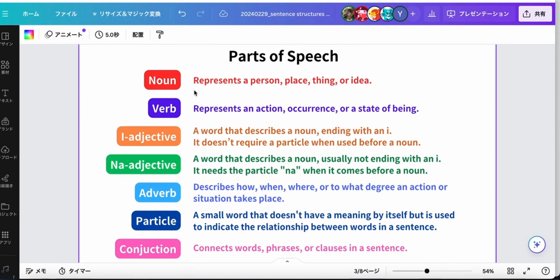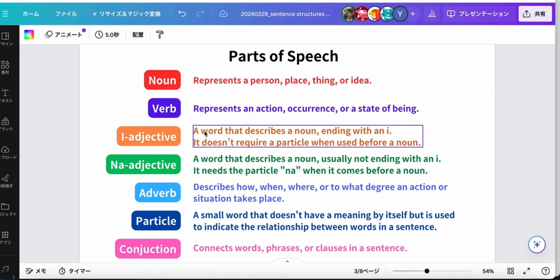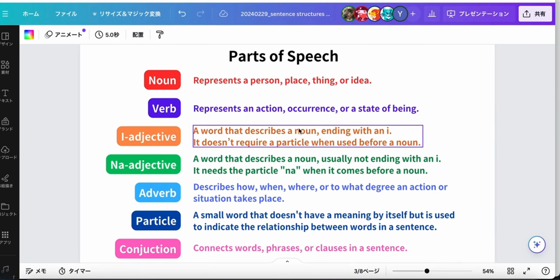Okay, so parts of speech, I think some of you guys are familiar with these, but just reviewing this. So a noun is a word to represent a person, place, thing or idea. So it's the name of something. And a verb is an action, occurrence, or a state of being. And then i-adjective and na-adjective. So in Japanese, we got two types of adjectives, and they both are adjectives, so those are the words that describe a noun.